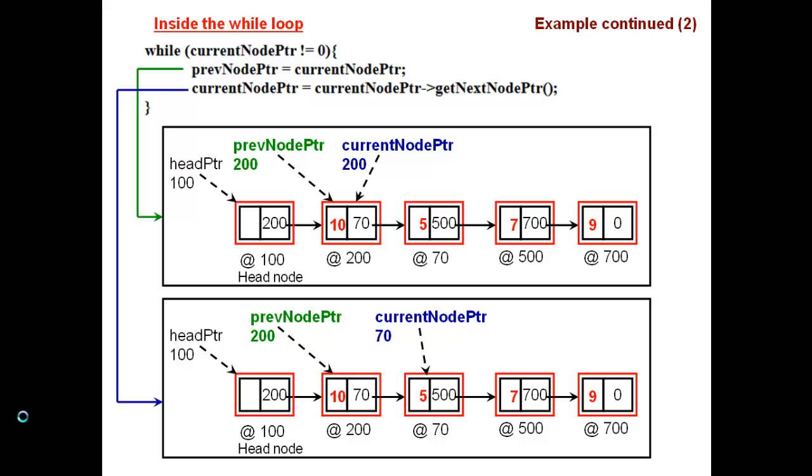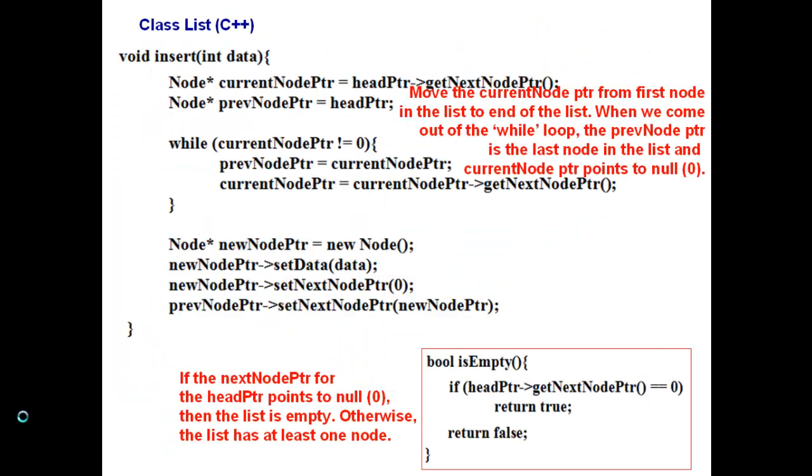Alright, so let us move on. That's what these two statements do, just initializing the two pointers. The current node pointer stores the address of the first data node, which is the data node next to the head node. You can get that address using the head node's next node pointer value, and the previous node pointer stores the address of the head node.